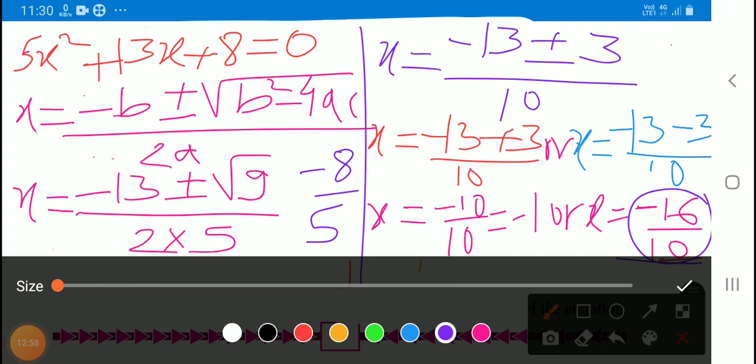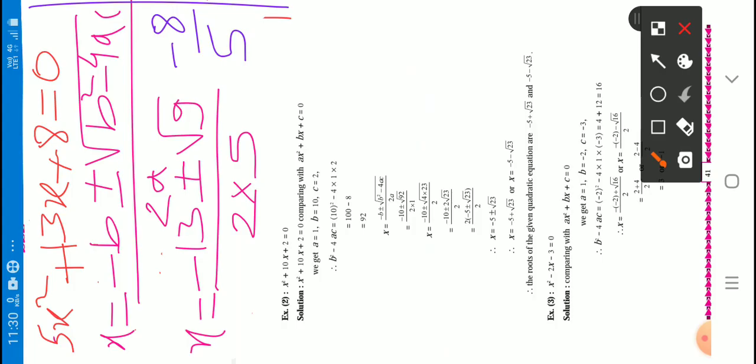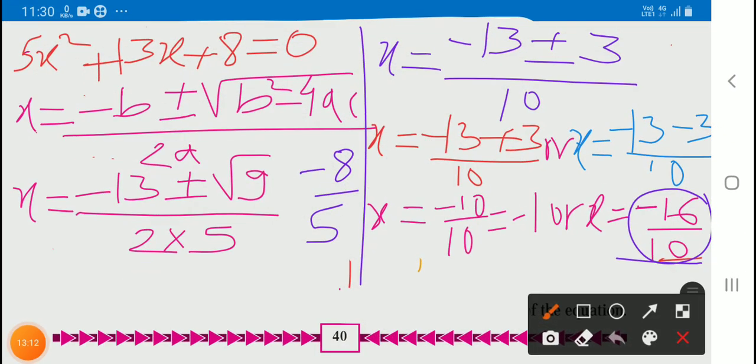Okay, so by using this formula method, you have to solve practice set 2.4 in your notebook. Okay, solve all the examples in your notebook.